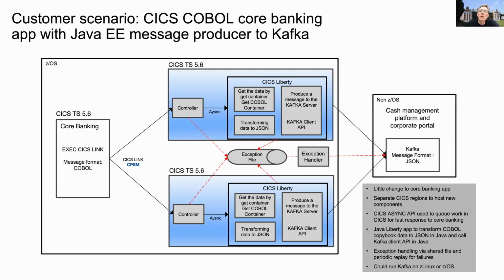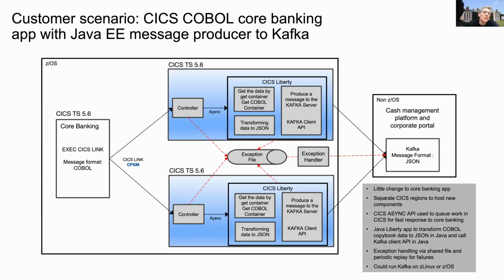And if there were failures, it would then write that data to an exception file, and that meant that requests flowed through the system and either succeeded or failed, but there were no delays and no lost messages. And that exception file would then have a separate handling transaction, which would periodically look at that file and then replay those messages to push them back out to Kafka.